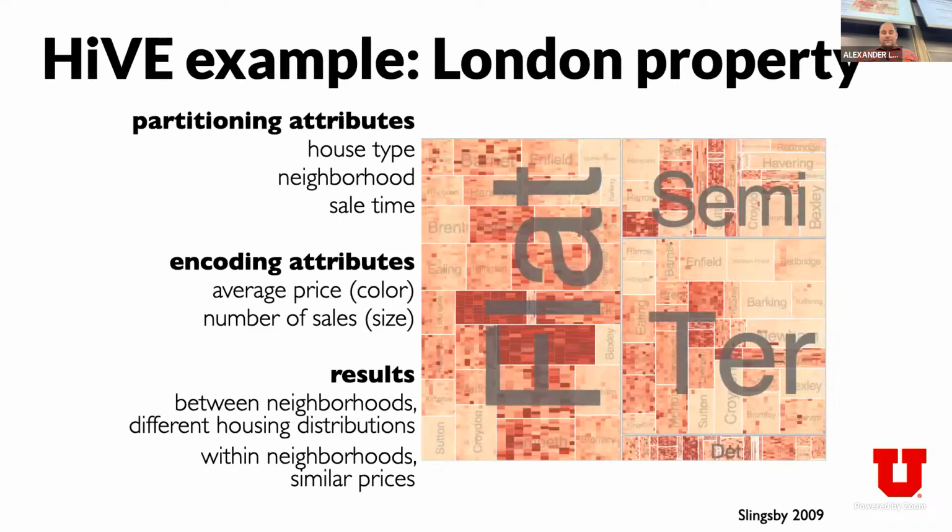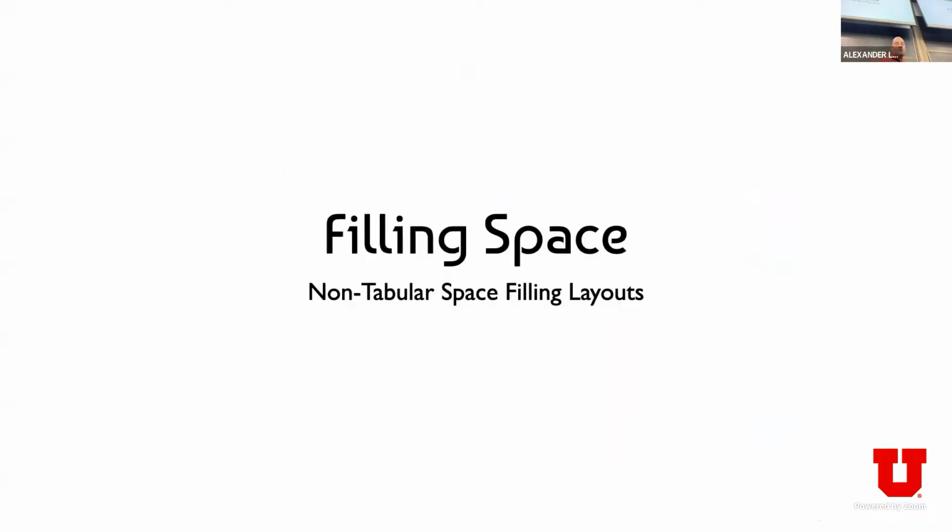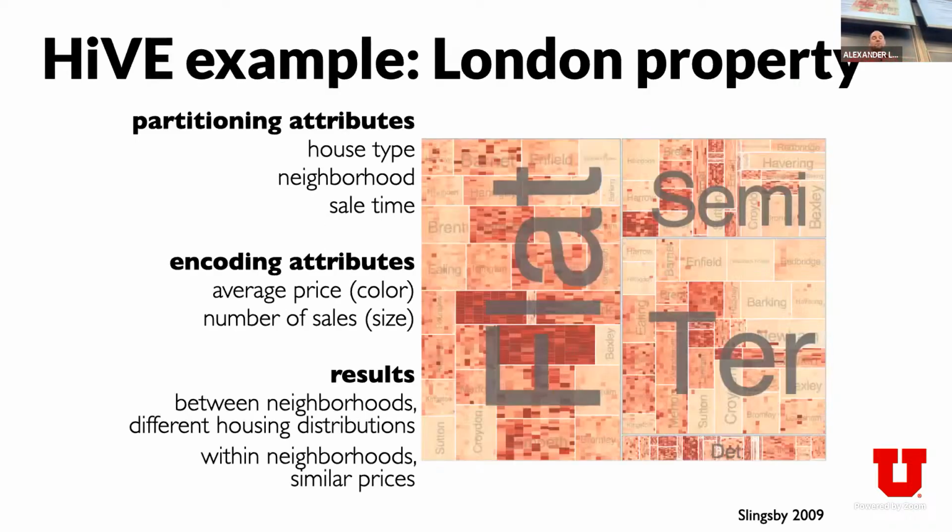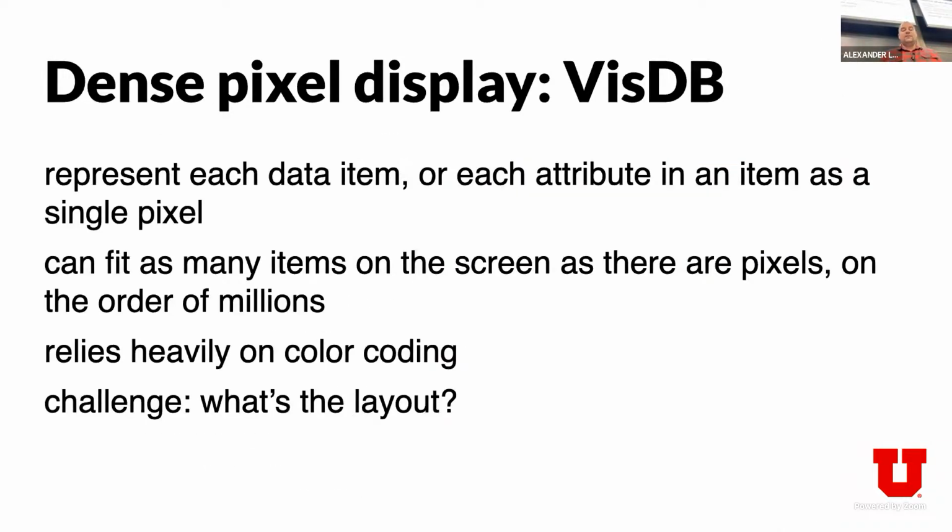Okay. The next thing that I wanted to talk about are space filling techniques. So these are non-tabular space filling layouts where, we had the heat map where each row is the same thing as each column, but you could also fill space without this strict row and column relationship. One way to do this was what we talked about with tree maps, the Hive example, where we had looked at these London properties. We've talked about this before, so I'm not going to explain this again.